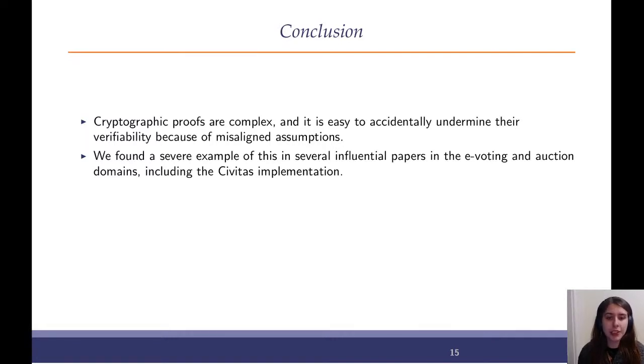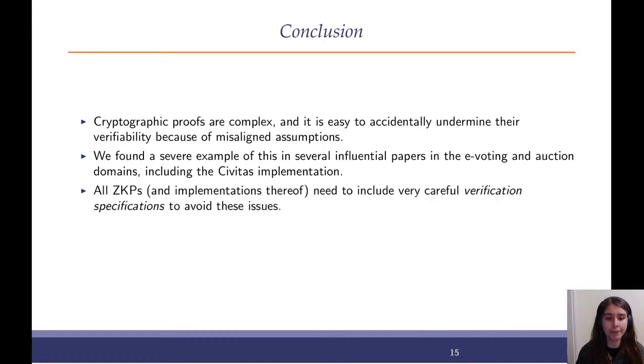So, to conclude, cryptographic proofs are quite complex. It's quite easy to accidentally undermine their verifiability because the assumptions don't match your protocol. And I really want to stress, the people who worked on these protocols are very, very good at what they do. They are academics who have studied this area extensively, and they still fell victim to this subtle issue. And we found severe examples of this in quite a few influential papers, including one with over 600 citations, both in the e-voting and auction domains, including in a concrete implementation.